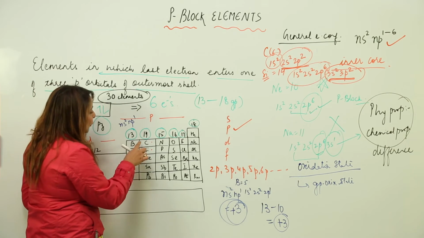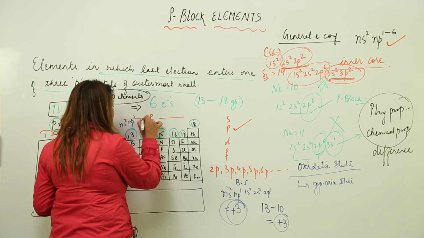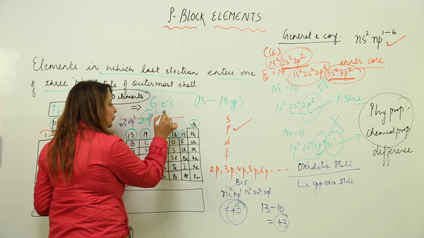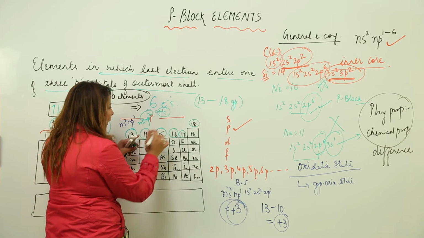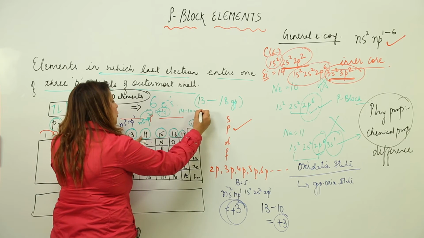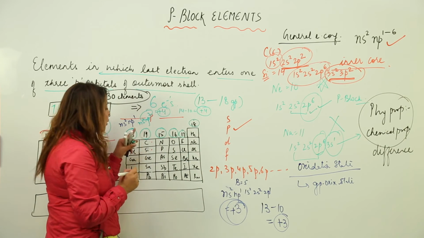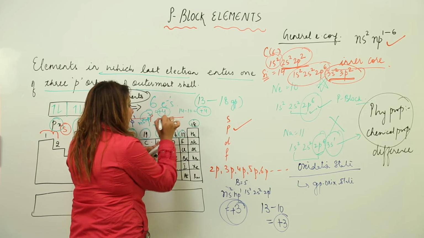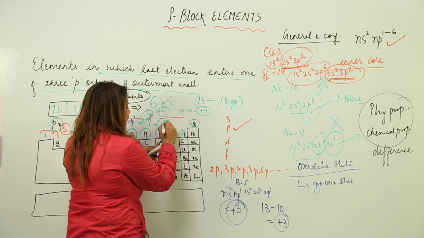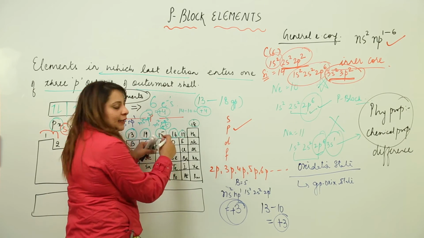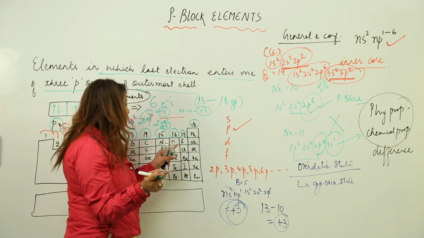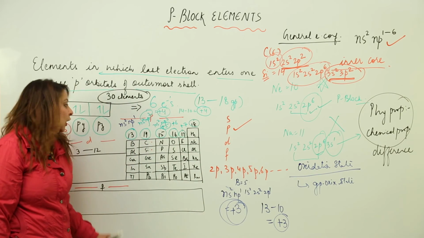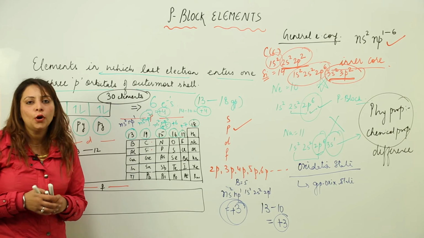Like for this group, the general electronic configuration is going to be ns2 np2. So either you can say it is directly equal to plus 4, or you can subtract the group number from 10, and then also it comes out to be plus 4. Likewise for this, the general electronic configuration is going to be ns2 np3. So obviously it can be plus 5, and you can get this 5 by subtracting 15 from 10 also. And for this it is going to be plus 6, and for this plus 7. So likewise you can find the group oxidation state.